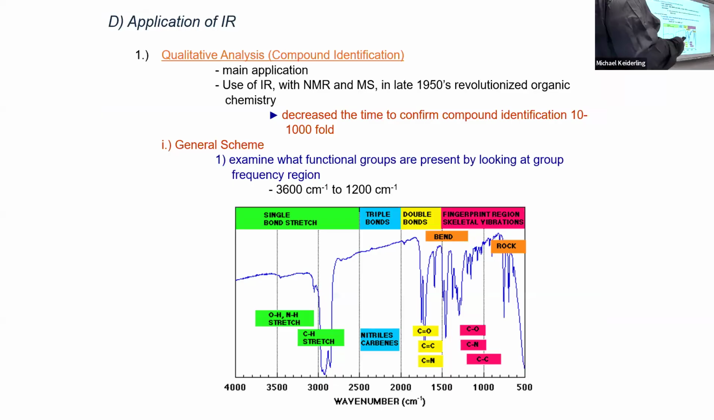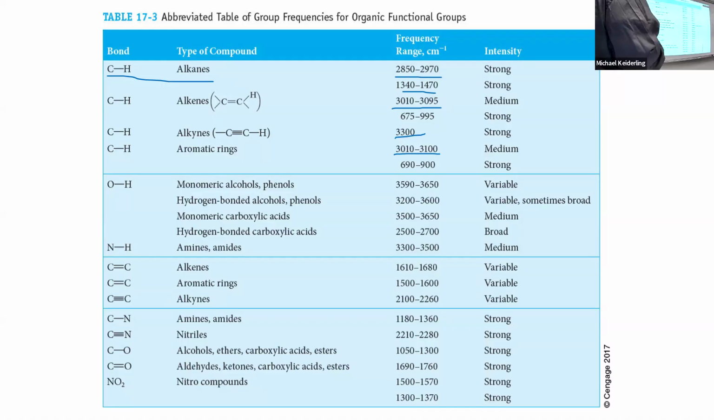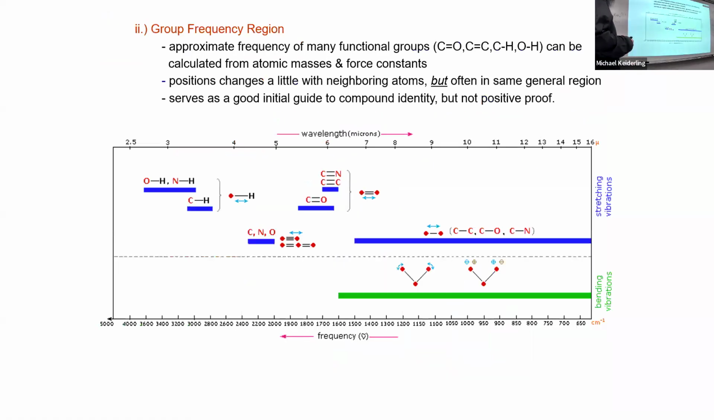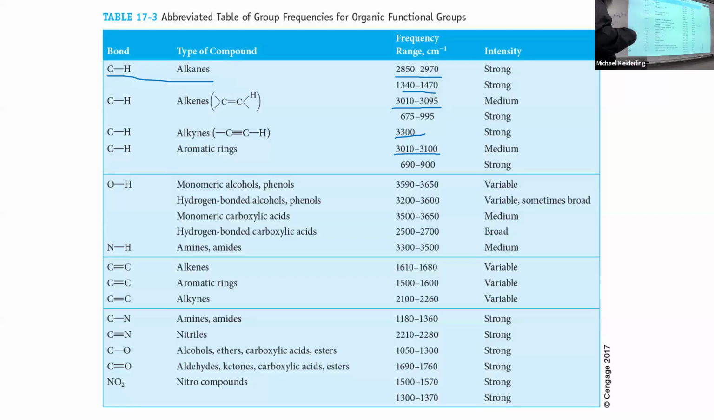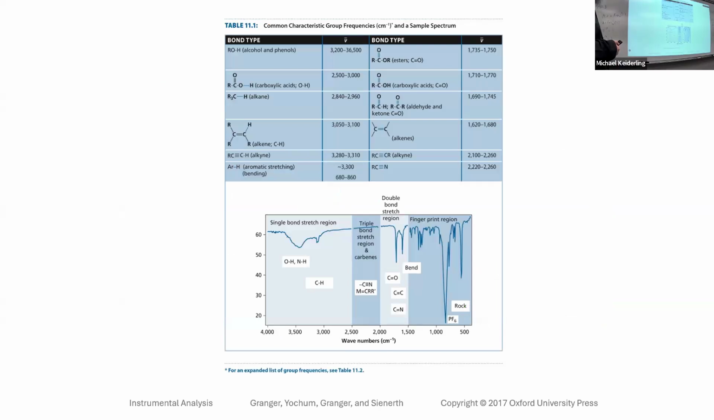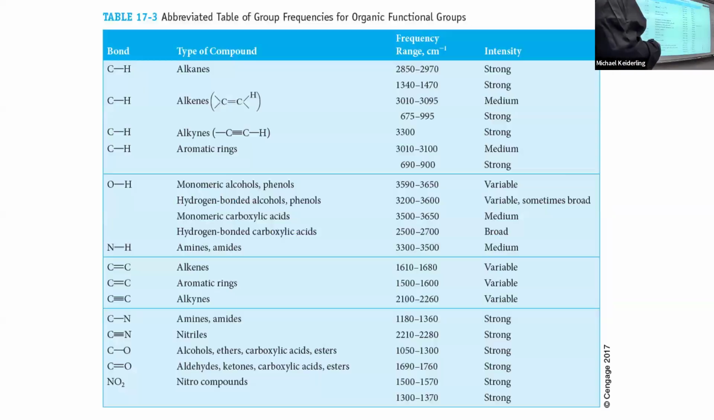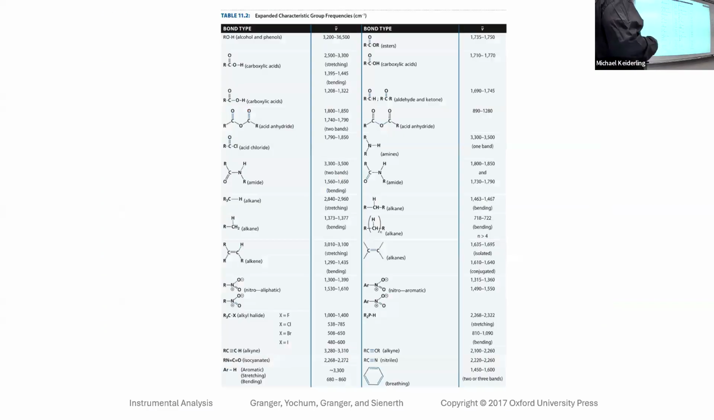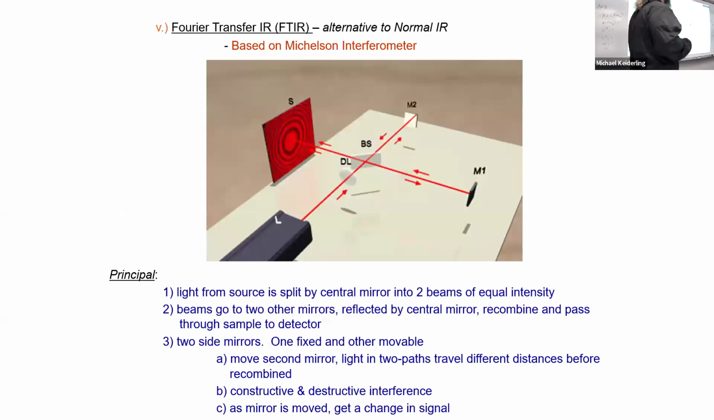Then for compound identification, you can examine what functional groups are there. And you can have the table. And then there's a really big table in both. But this table should be enough, and I included it. And here are some of the ranges for the various functional groups, where to expect them. Here's some more characteristic frequencies and some tables, just for reference.